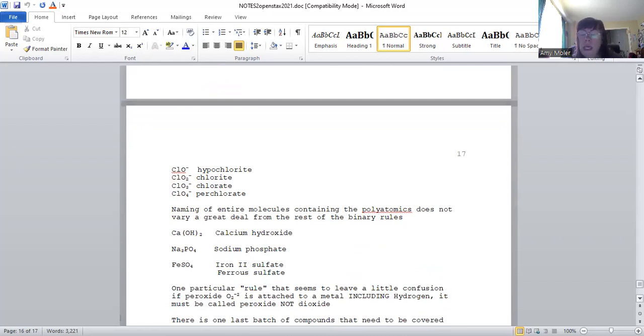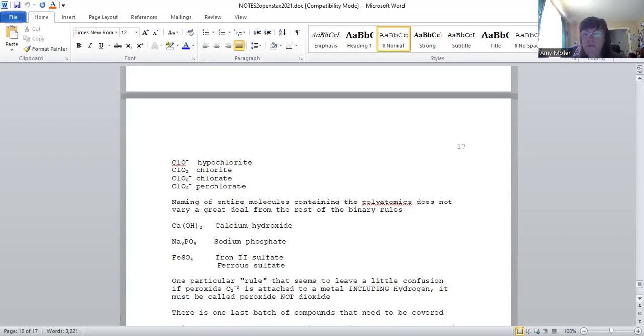So ClO minus. Note we have a single oxygen: hypochlorite. 2 oxygens, chlorite. 3 oxygens, chlorate. 4 oxygens, perchlorate. You can also have things like hypobromite or periodate. Yes, it's pronounced slightly differently there.